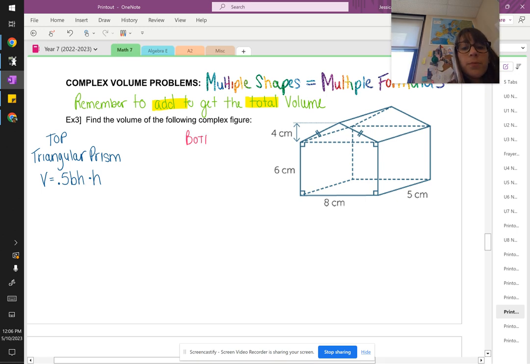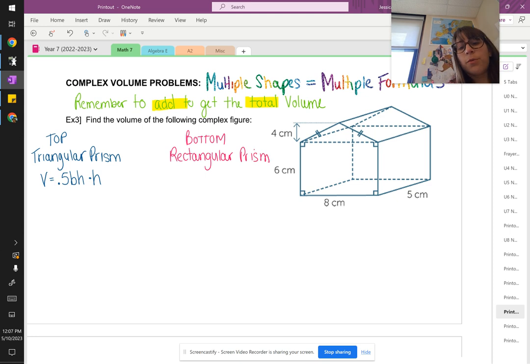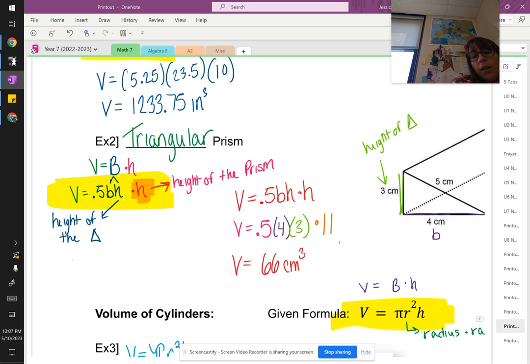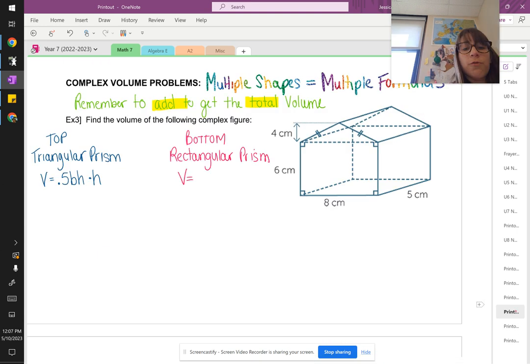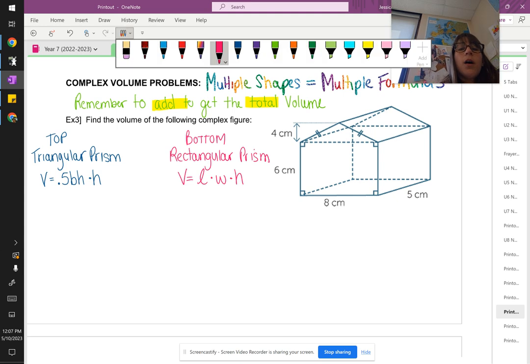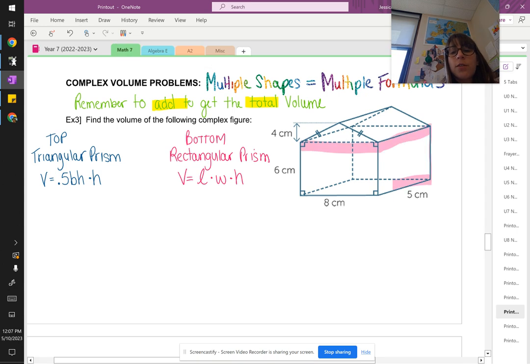My bottom shape is a rectangular prism. Going back to our notes and looking at the formula for a rectangular prism or a cube, that is length times width times height, which you are most familiar with. I find it helpful to highlight the shape that I'm looking at as I'm doing it. That makes it a little easier for me to visualize things. I'm a visual person.